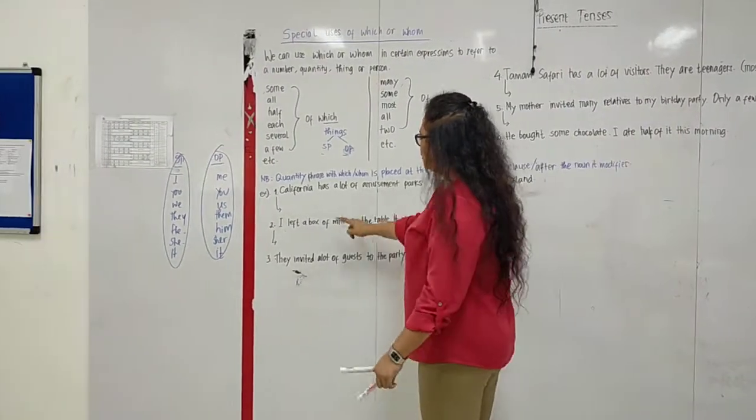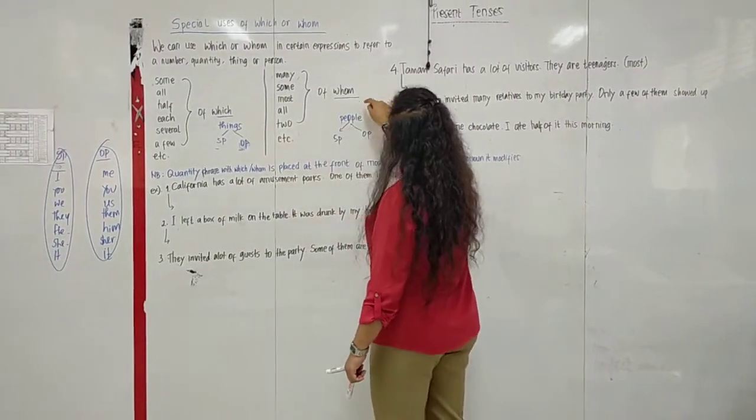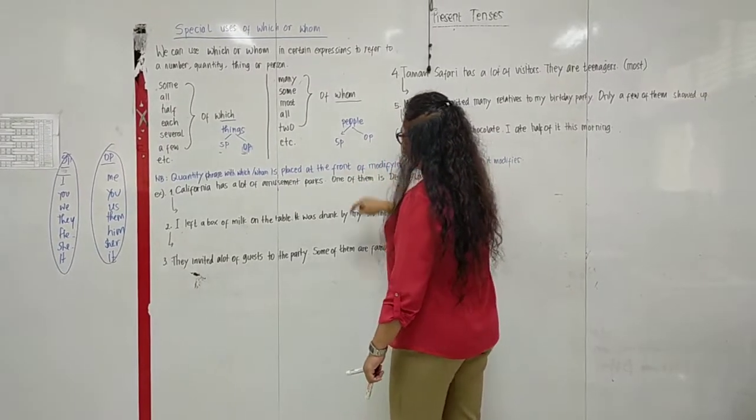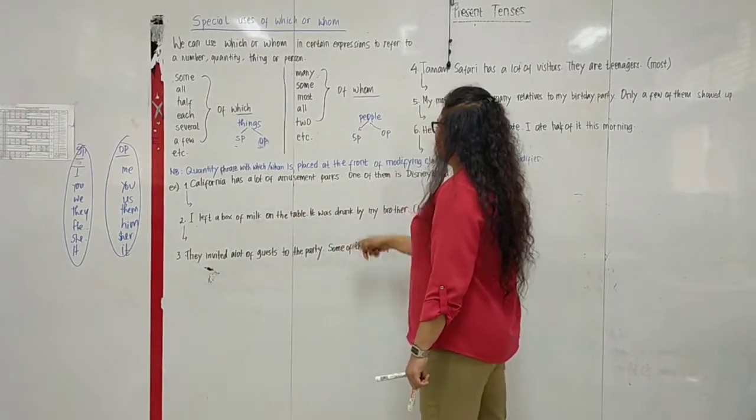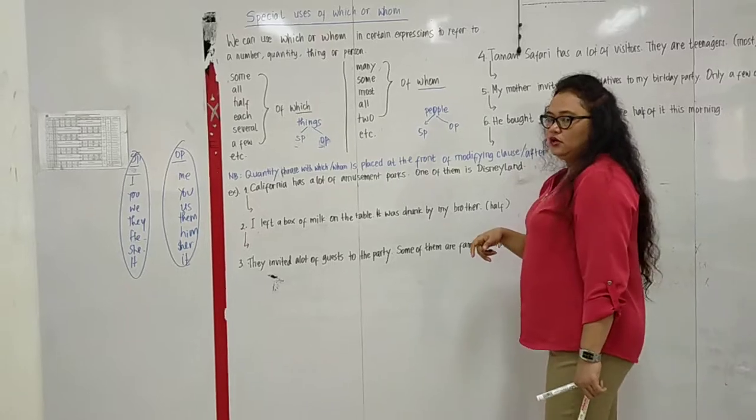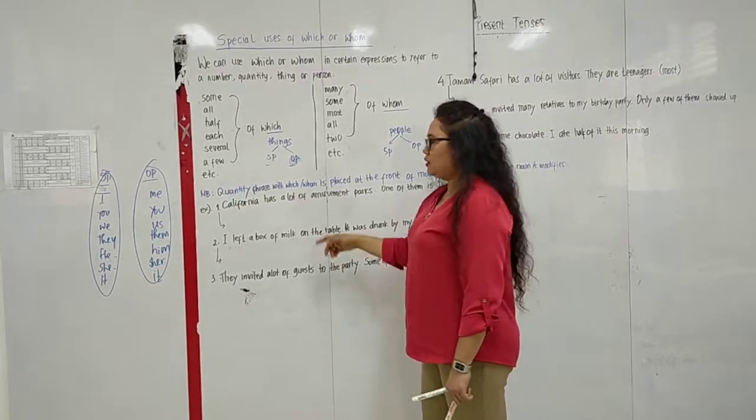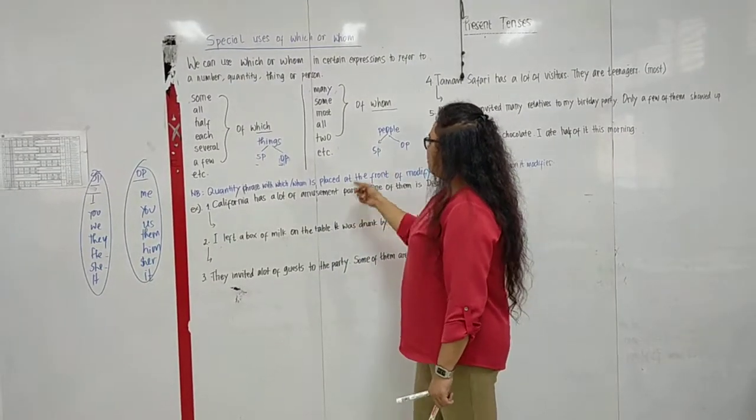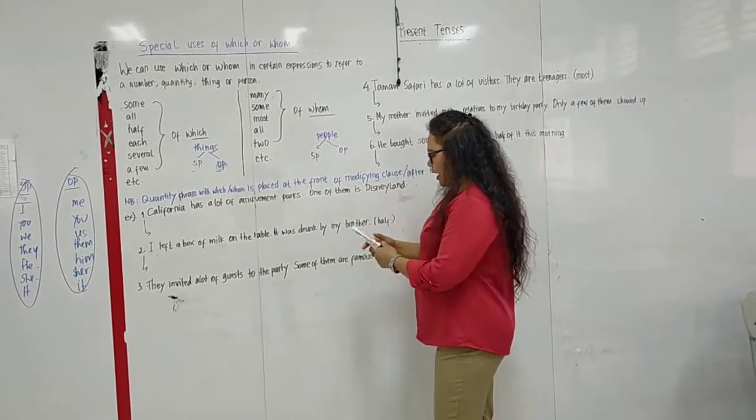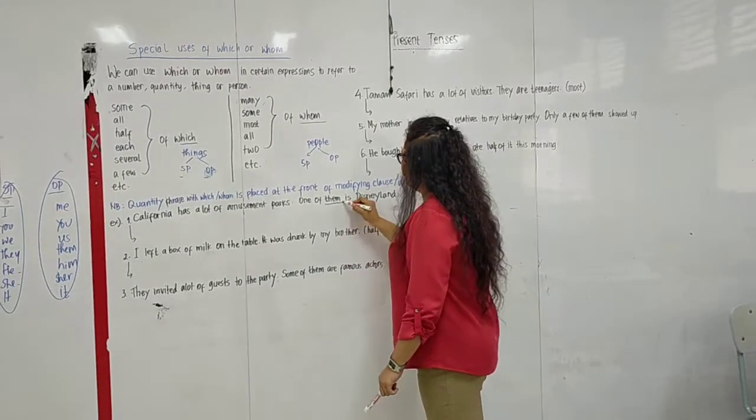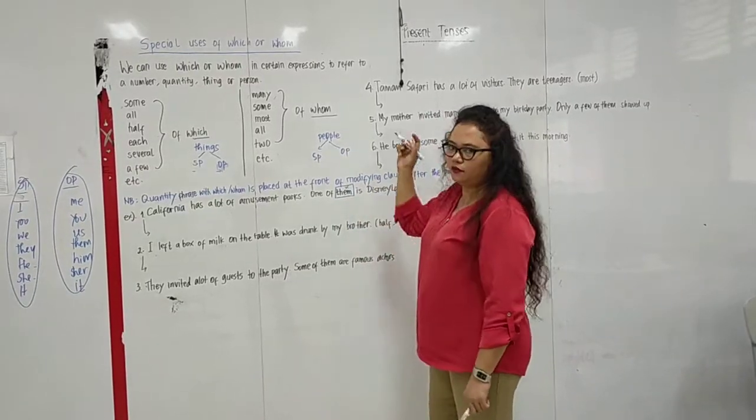Now let's see examples 1, 2, 3, 4, 5, 6. Remember, which for things, whom for people. It could be a subject pronoun or an object pronoun. Number 1. California has a lot of amusement parks. One of them is Disneyland. We are talking about amusement parks. Amusement parks are things, so we use which, not whom. In this case, you have to change the word them into which. Erase the word them and add the word which.